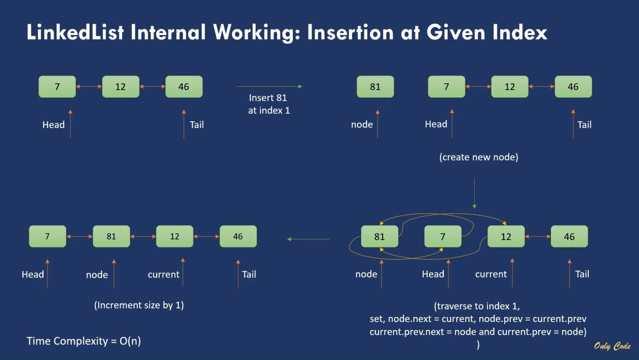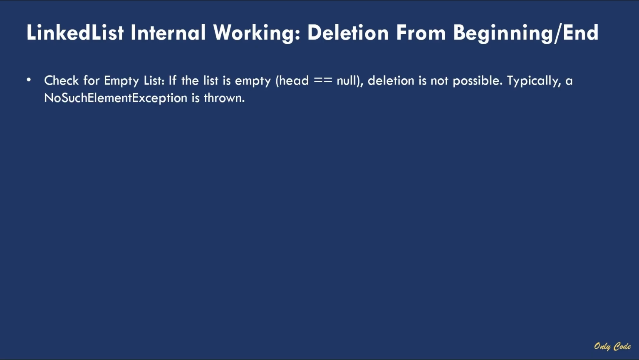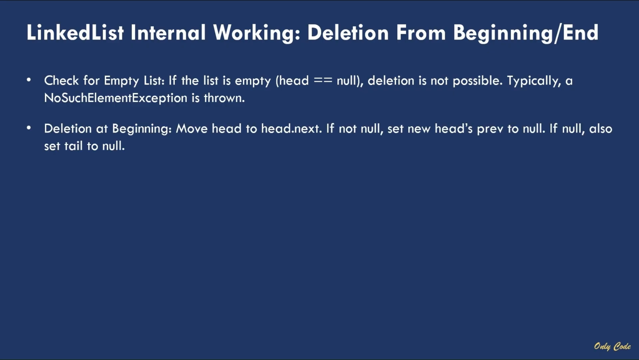Let's now understand how deletion works in a linked list when removing elements from either the beginning or the end. Before performing any deletion, we first check if the list is empty, that is, if the head is null. If it is, deletion is not possible, and a no such element exception is usually thrown to indicate this. To delete the first element, we simply move the head pointer to head.next. If the head is not null, we disconnect the old node by setting head.previous to null.